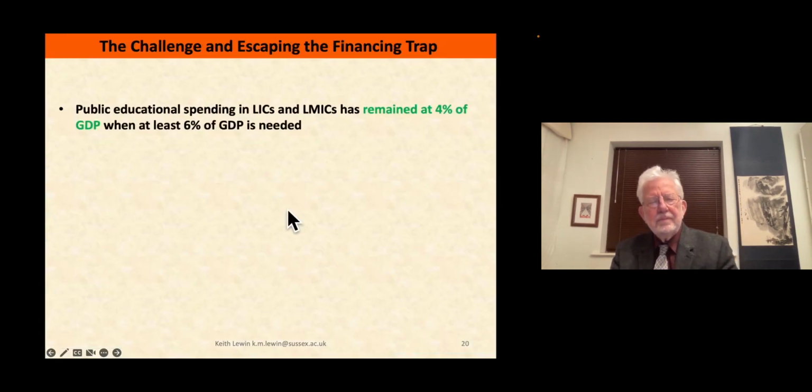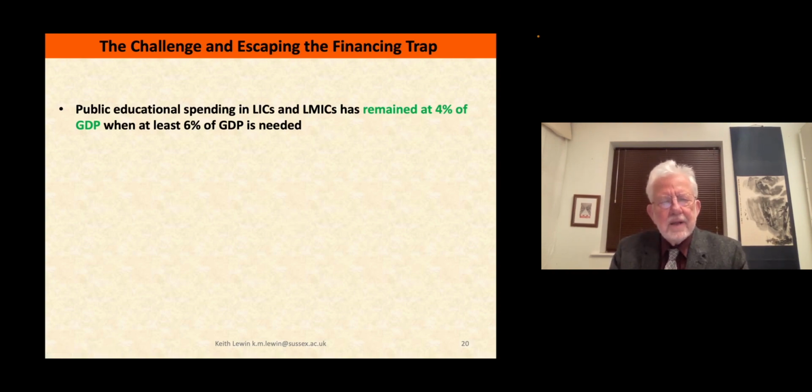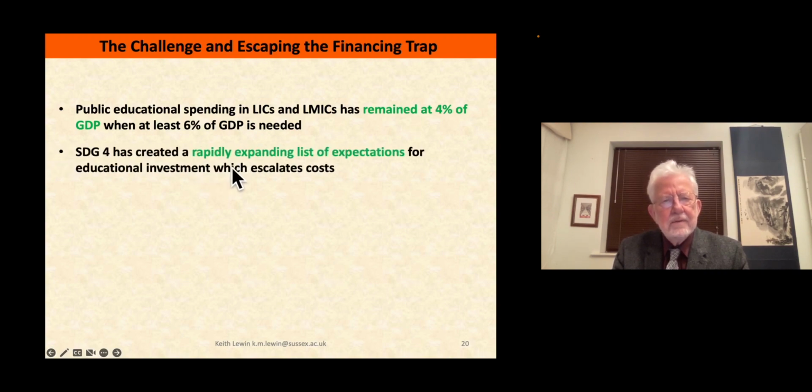If we then try and bring things together a bit, the question that we must ask ourselves is, what is the challenge and how do we escape from financing traps if this means that the goals that we set ourselves are unattainable? Do we change the goals, or do we somehow find ways of increasing the level of financing? Well, we know we've got a problem because what we're actually looking at is stasis with around 4% of GDP when at least 6% is needed.